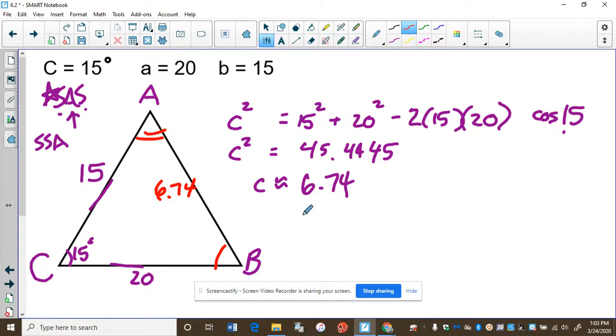Okay, so before we do that, I just want to reiterate, you could do this, right? The sine of 15 over 6.74 is equal to the sine of angle A over 20. We've done some work with law of sines, and it's perfectly fine to do this at this point. This isn't an ambiguous case problem anymore because we know what the three side lengths are, and there's only one triangle that can be formed with these three side lengths. So it's not an ambiguous case after this point. Okay, so we can solve this for A.